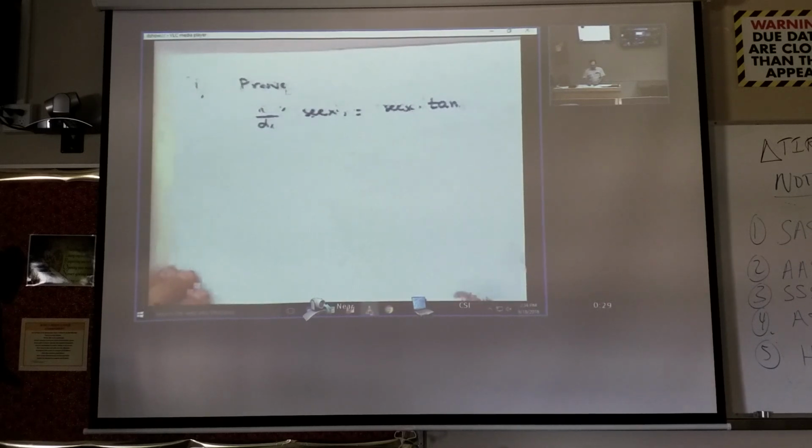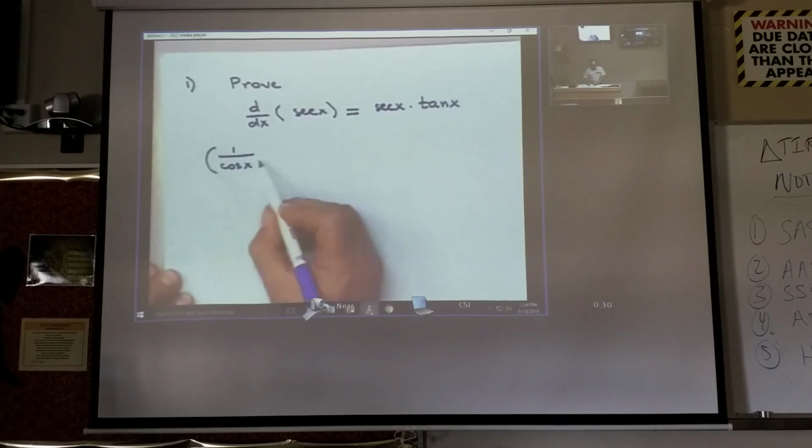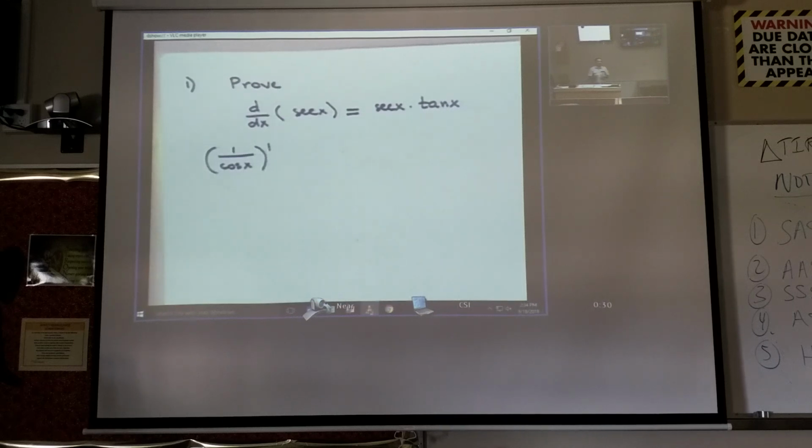1 over cosine. So yes, it's 1 over cosine of x, and I'm just going to put it like this with the prime, okay? Remember we said this d over dx is kind of fine with this.